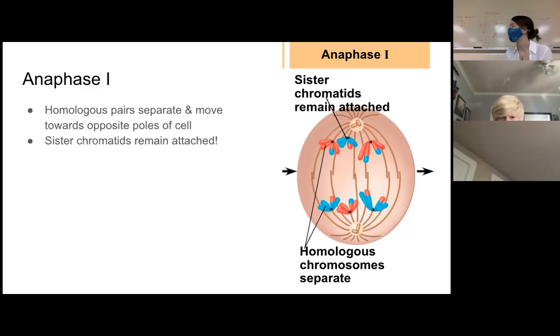All right, we good on anaphase? Yes. Okay. So anaphase 1 in meiosis, you're pulling apart homologous chromosomes, which are still attached in sister chromatid pairs.